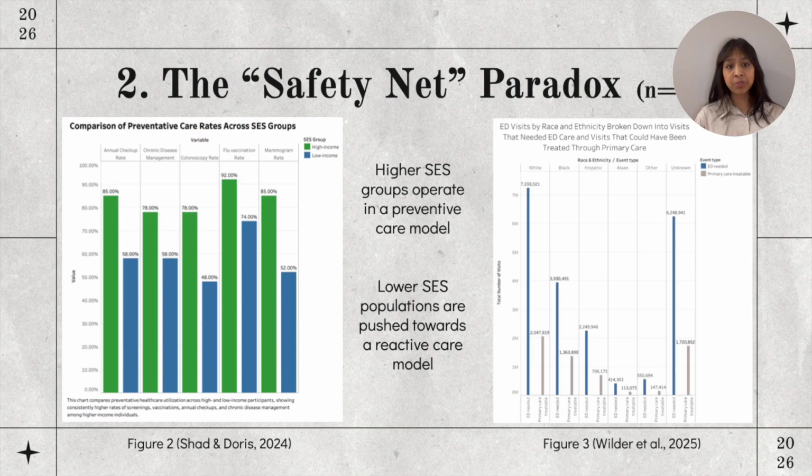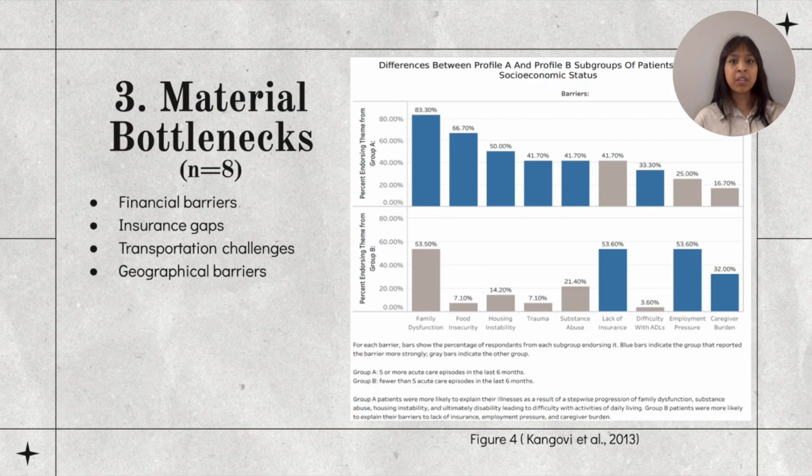However, this system reinforces reactive treatment rather than prevention. The third theme identified was material bottlenecks, which refer to structural and logistical barriers that limit access to healthcare. Healthcare financing systems often create unequal access. Wealthier patients can obtain higher quality care, while lower income patients face insurance limitations and out of pocket costs. Many patients delay or avoid care altogether because of financial barriers.